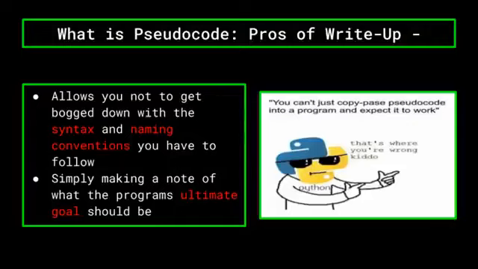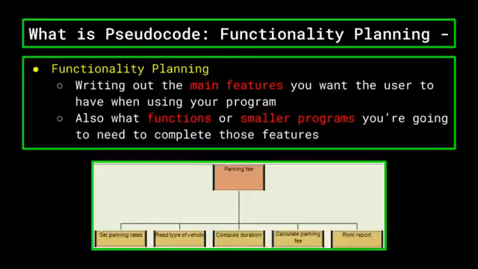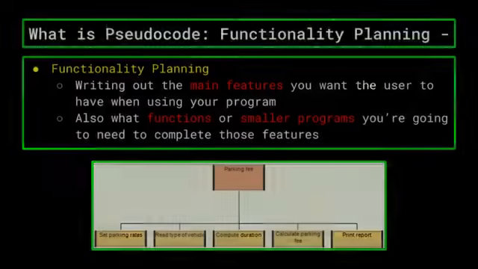This method really lets you plan out everything that needs to happen in your program in order for it to run smoothly. It also ensures you don't forget about a piece of an algorithm or a certain function that you need to write in afterwards. And the final pseudocode strategy that I'd like to talk to you about today is writing out the main features you want the user to have when using your program, and what functions or smaller programs you're going to need to complete these features. Let's do another example.